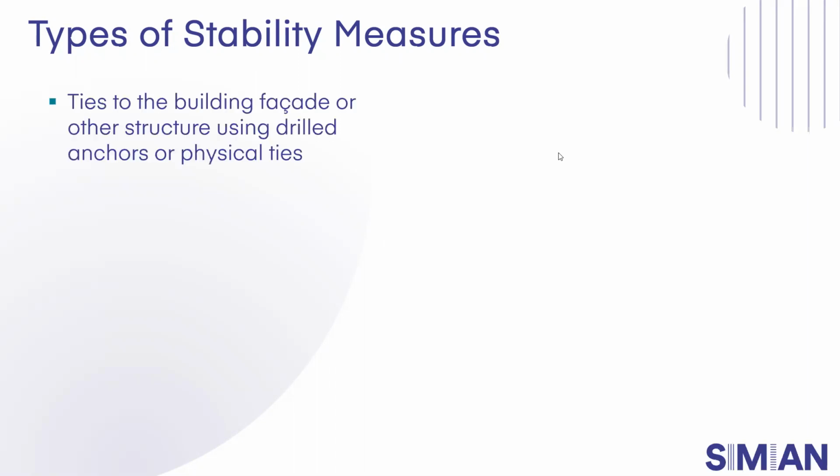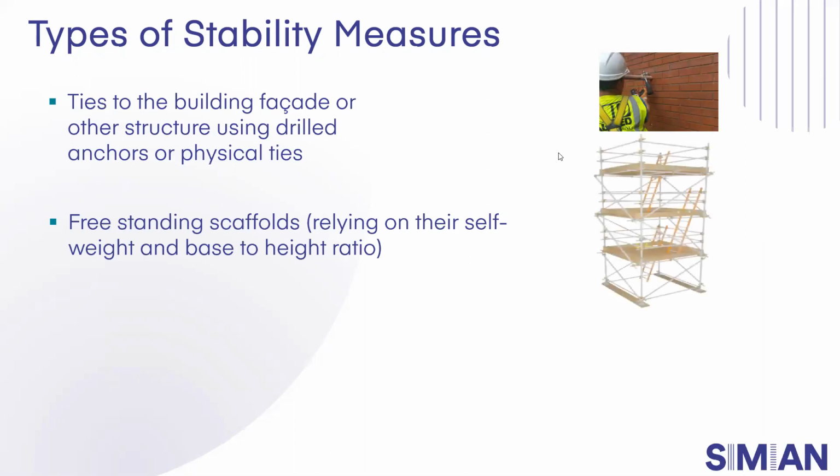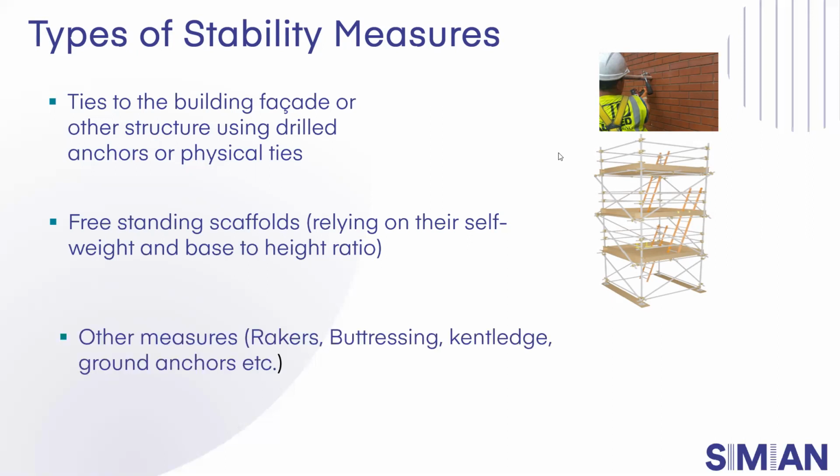So there's ties to the building facade or other structures, so that's using drilled anchors or physical ties. There's freestanding scaffolds, so that's scaffolds that rely on the self-weight and their base to height ratio. So what we'd know generally would be towers, bird cages, that type of structure. Other measures that we can use are rakers, buttressing, Kentledge weight, ground anchors, various ways to keep a scaffold stable. Essentially, if you can stop a scaffold from moving, it isn't going to fall over.